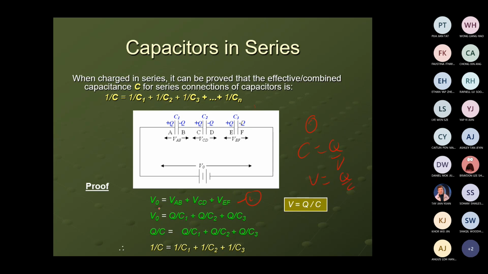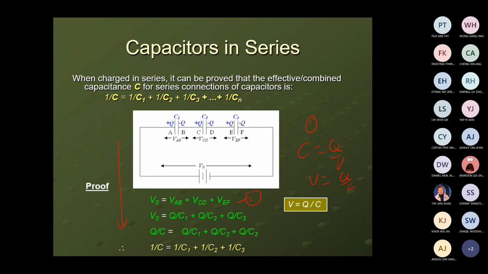So all the voltages here we change. VAB is Q over C1 for capacitor 1, then Q over C2, Q over C3. On top they put Q, Q, Q, the same Q, because the charge is the same in series. The V0 we can put as Q total over C total. So all the Q cancel, and eventually we get the capacitance formula in series: 1 over C equals 1 over C1 plus 1 over C2 plus 1 over C3.